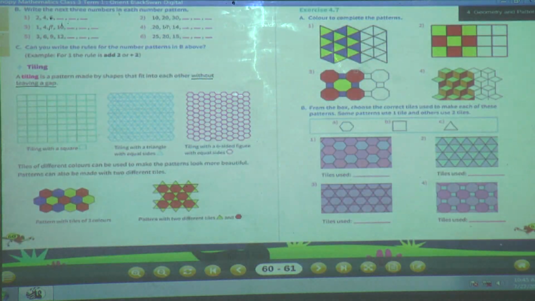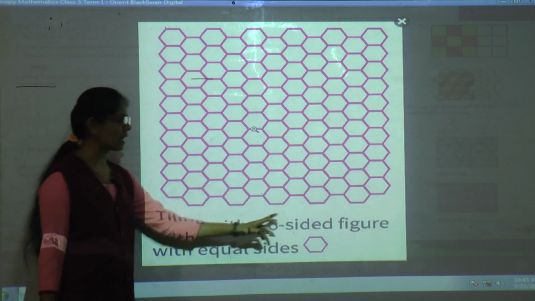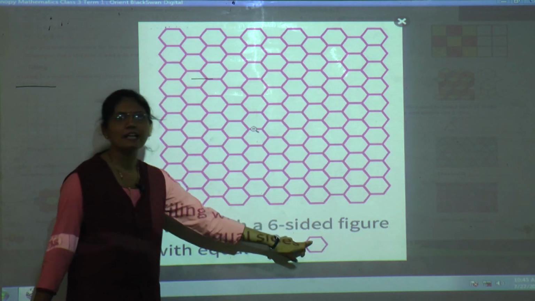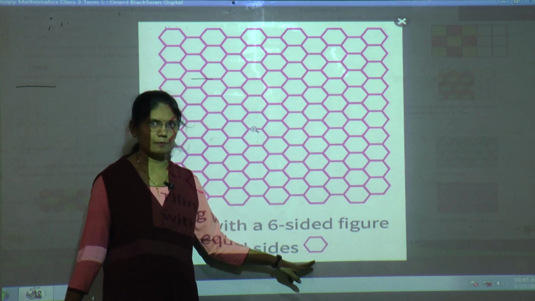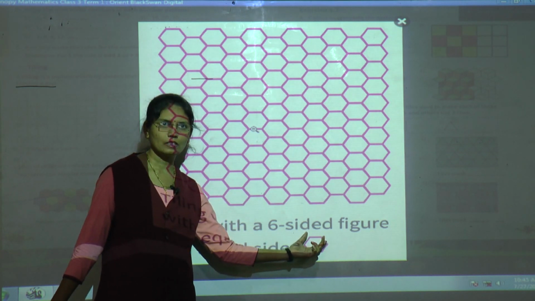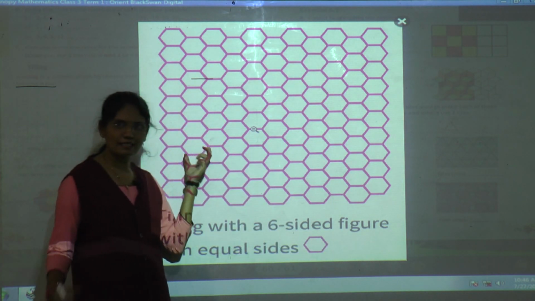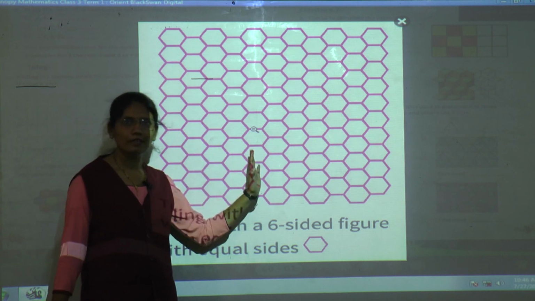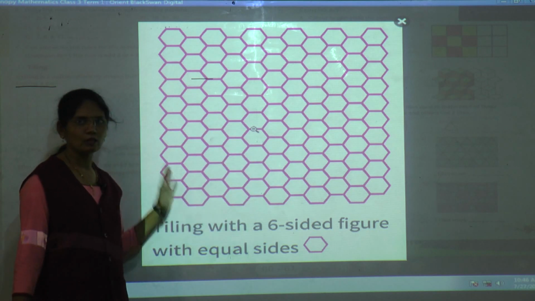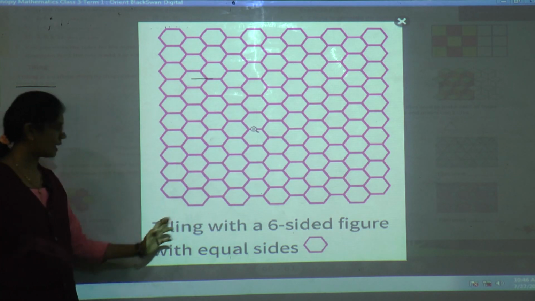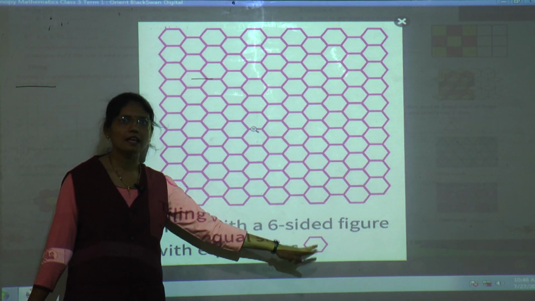Then the third is tiling with a six-sided figure. See, this is a six-sided figure. If we will count the sides, here six-sided figure is there. And what is the name of this figure? Yes, it is a hexagon. Now if we will fit this hexagon together without leaving a gap, then we will get a tiling like this. Okay, so tiling with a six-sided figure with equal sides, that is hexagon.